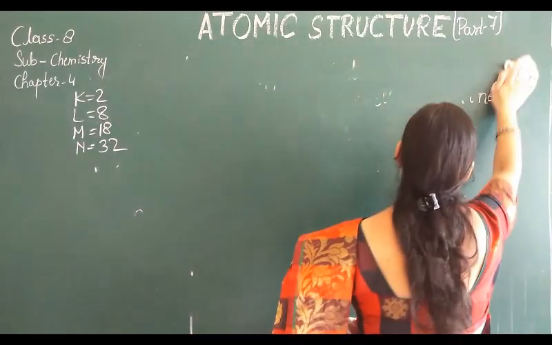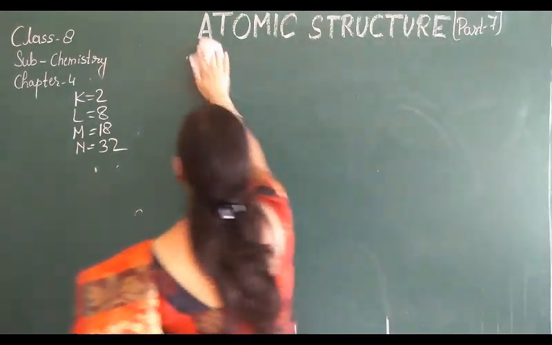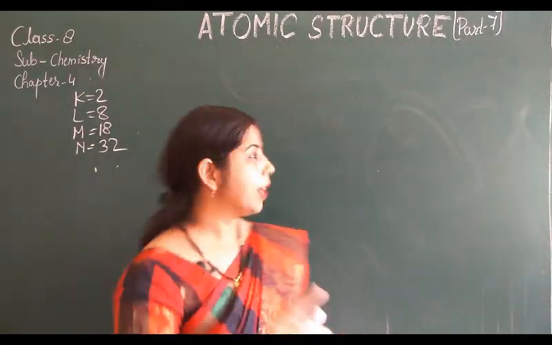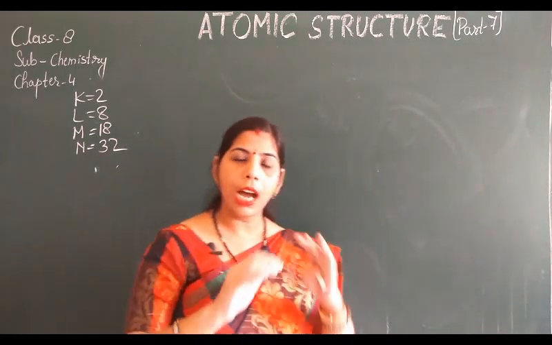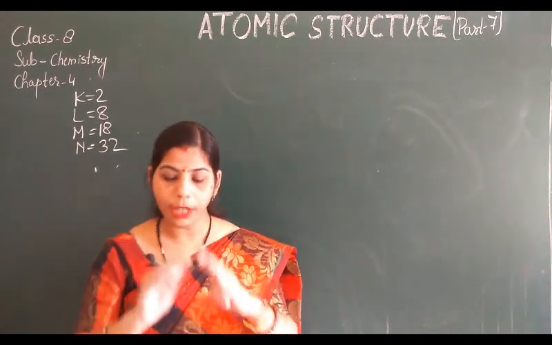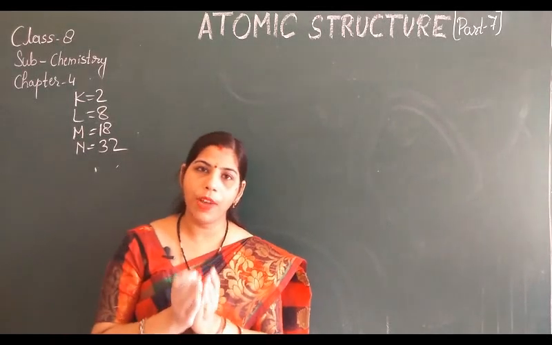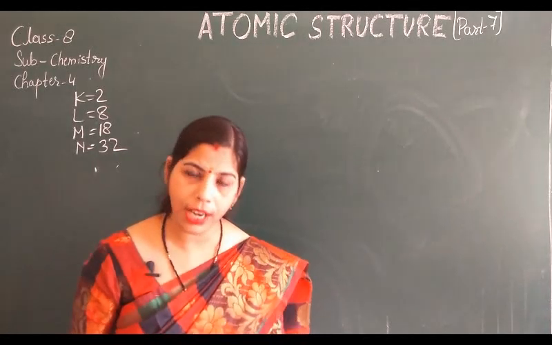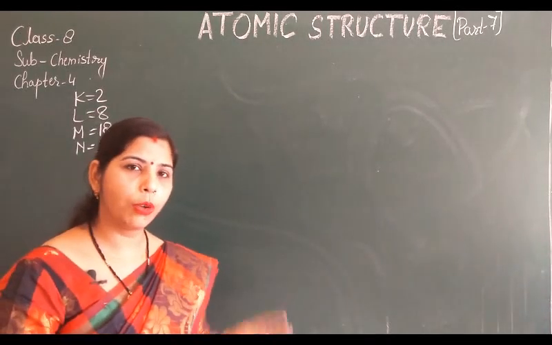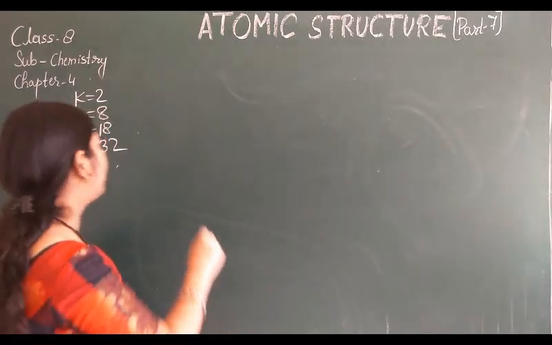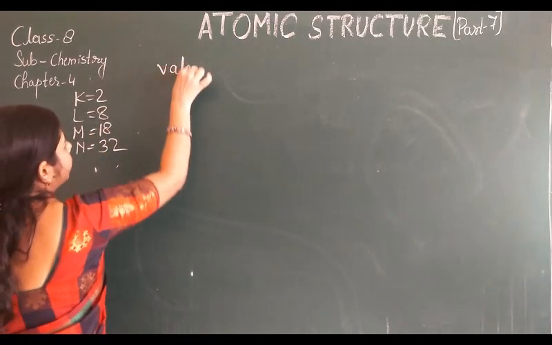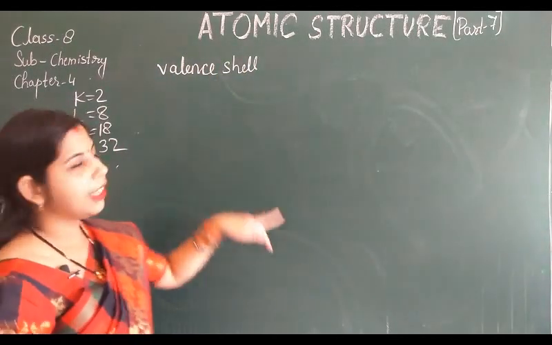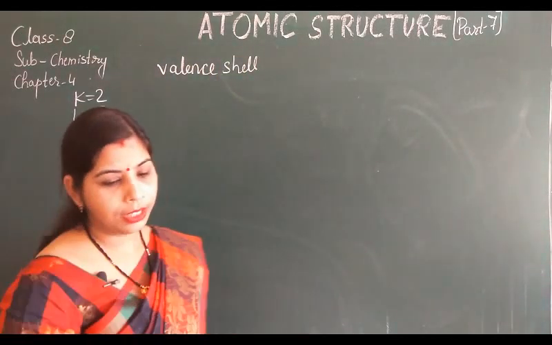But here one problem, one rule is there. That rule is known as the octet rule. What is that? Octet rule. First I am telling you the valence shell. The outermost shell is known as the valence shell. The last shell in which electrons are filled is called the valence shell, and the electrons which are present in the outermost shell are known as the valence electrons. Valence shell is the outermost filled shell, and valence electrons are present in the valence shell.